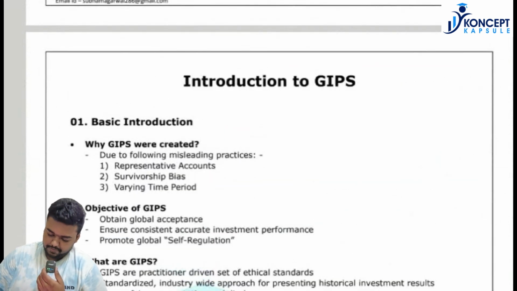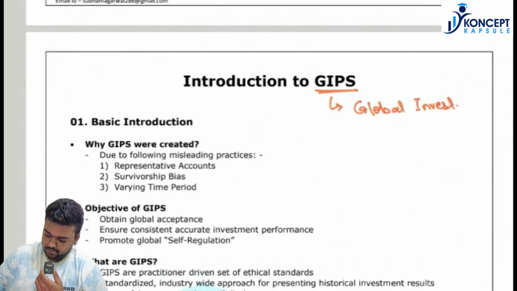What is GIPS? It is Global Investment Performance Standard.